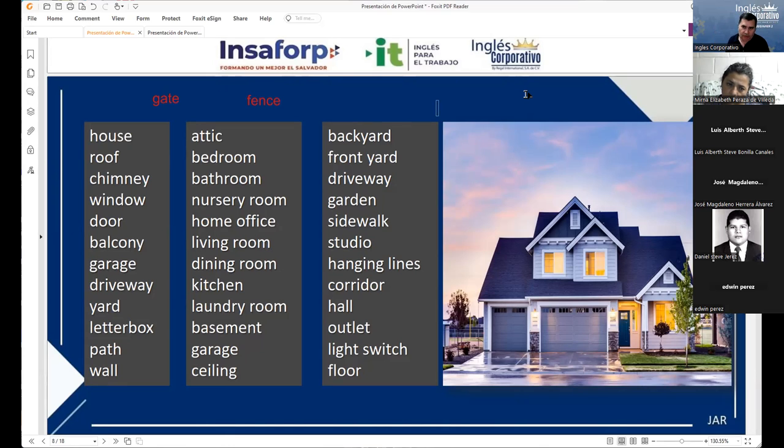Ceiling. Ceiling is, okay, you have a roof. The roof is on top. The ceiling is inside the house. The white thing that is inside the house is the ceiling, right? Ceiling. Okay.